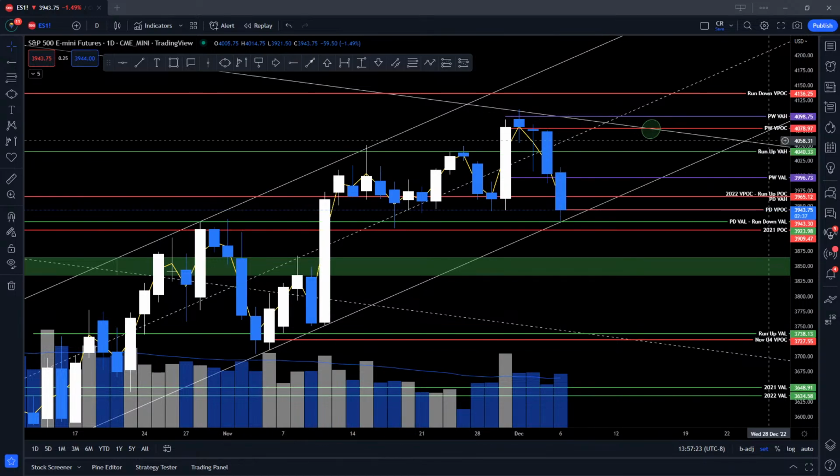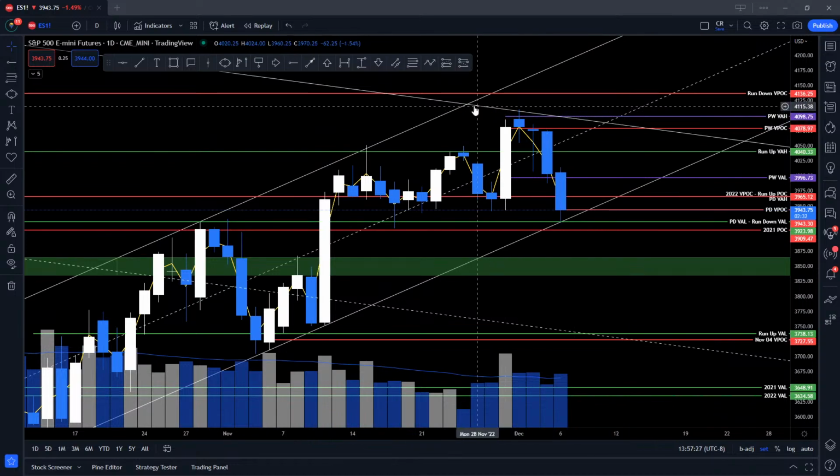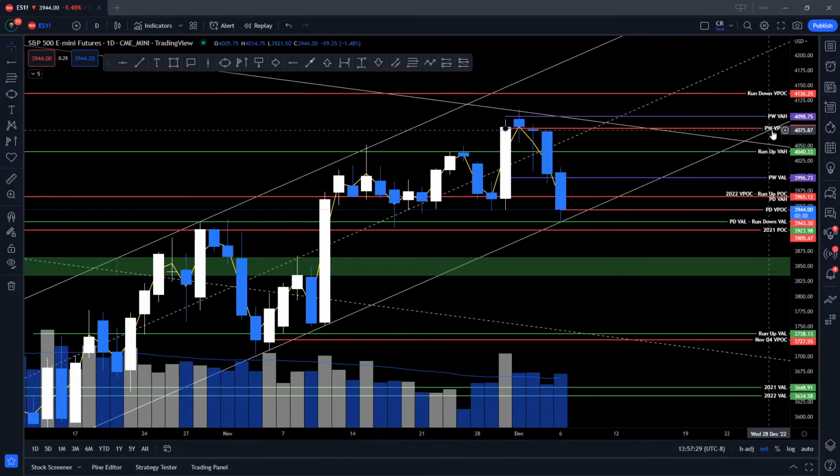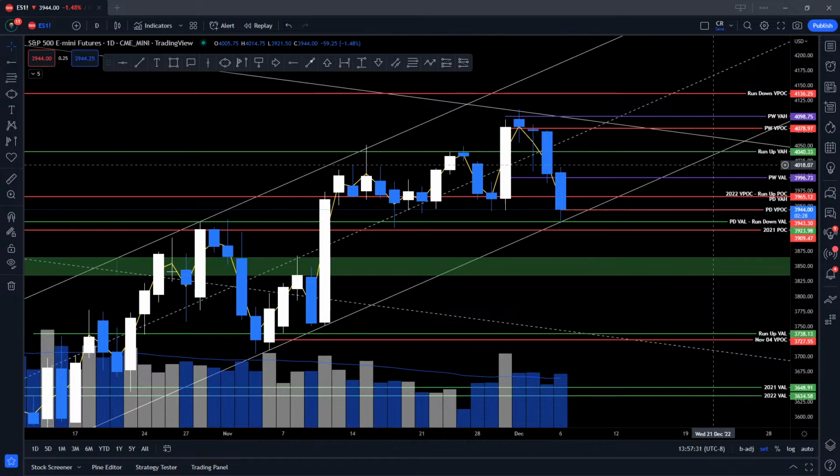So keep this level in mind. I'm not sure which one is going to reject off of, but it could be this trend line or it could be the previous week VPOC.